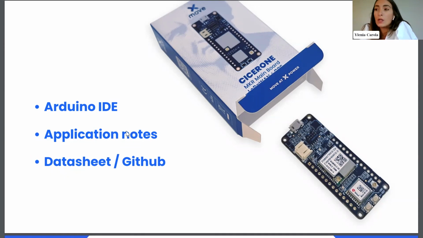Also on our web, you will find the application notes. Some examples are written by our engineers that are really useful to program the Cicerone board. And also on our web, you will find the link to GitHub. It's really complete with all the information, so you should check it if you want to prototype something with the Cicerone board, and also the datasheet with all the technical information. So you will find everything on our website.